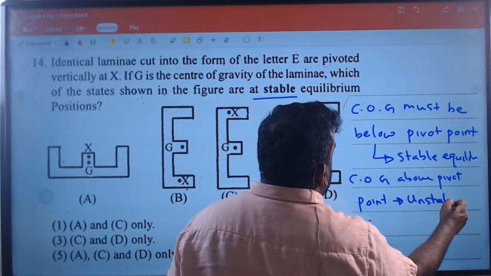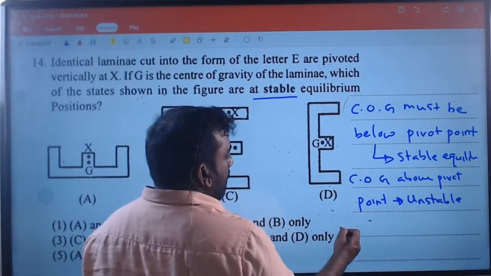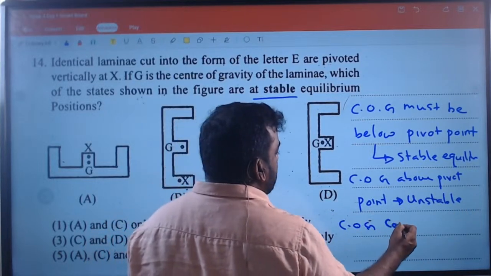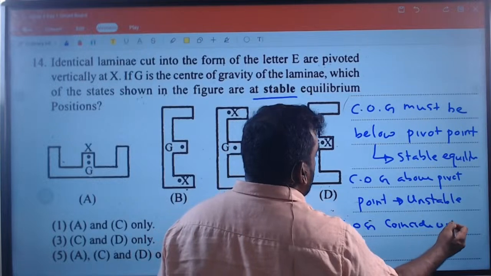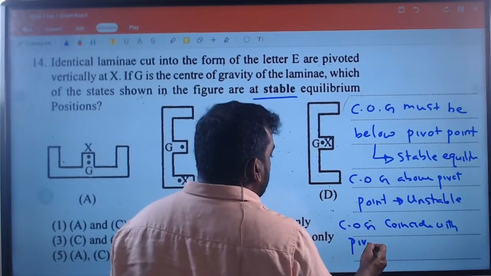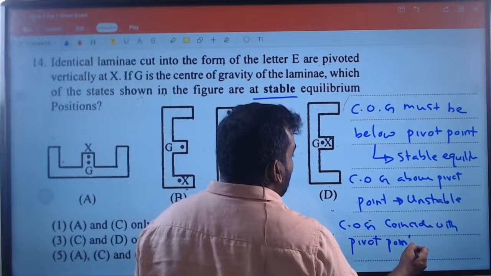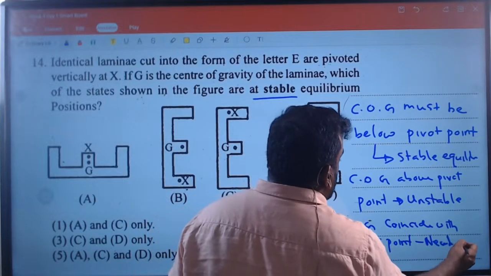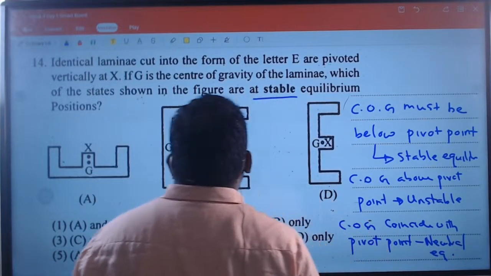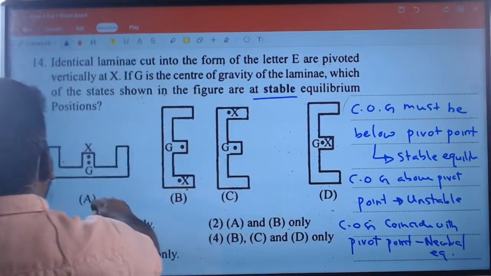Unstable equilibrium: center of gravity coincides with pivot point. What do you call it? Neutral equilibrium. So they want stable equilibrium: center of gravity below pivot point.